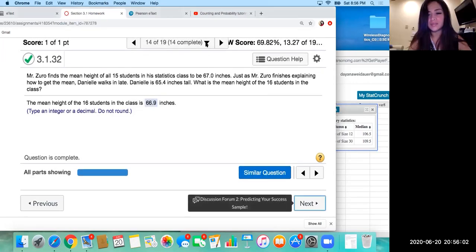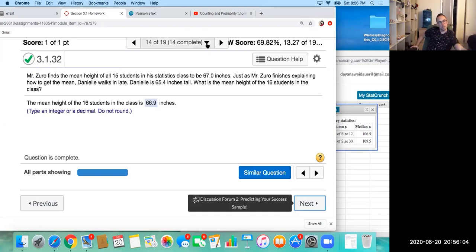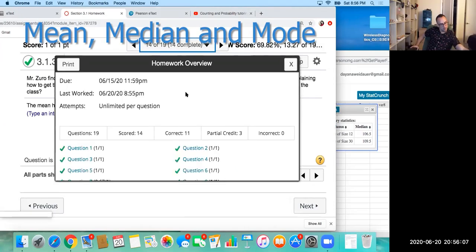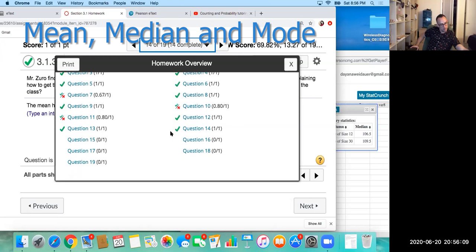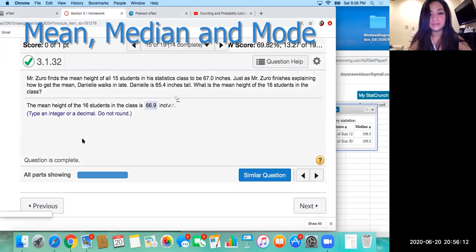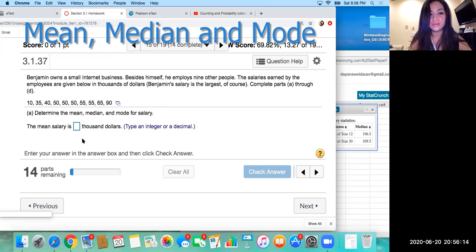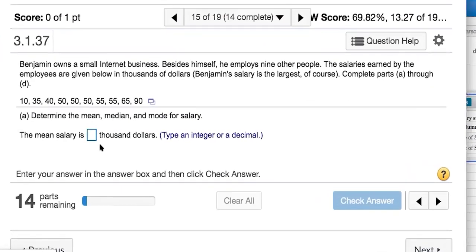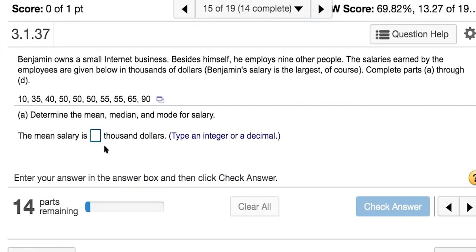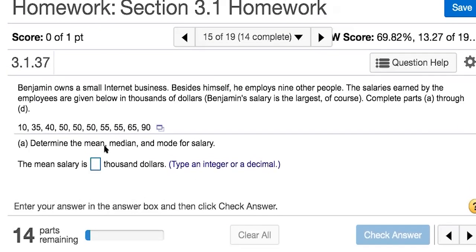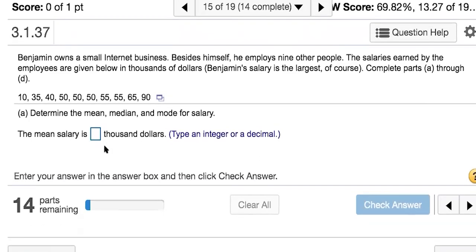So, here we see... what does that really mean? Besides himself, he employs 9 other people. The salaries of the employees are given below in thousands of dollars. Benjamin's salary is the largest, of course. Complete parts A through D. Determine the mean, median, and mode of salary.